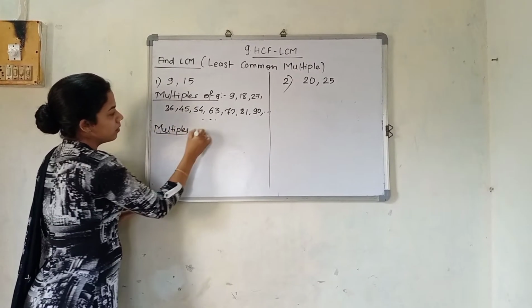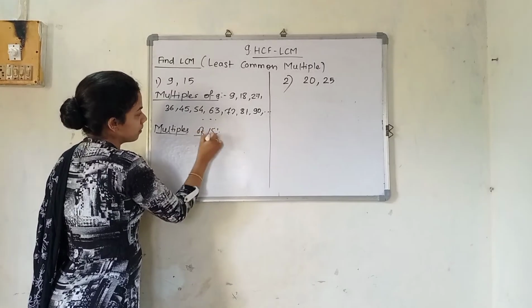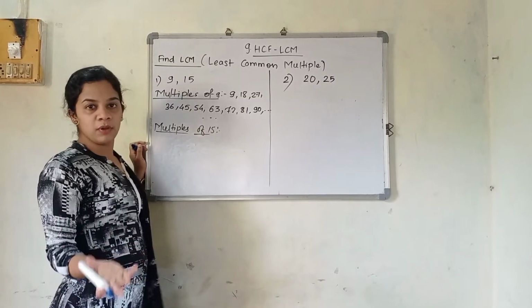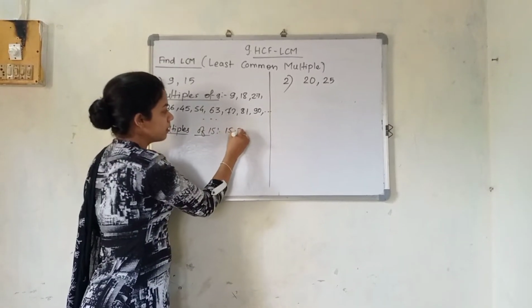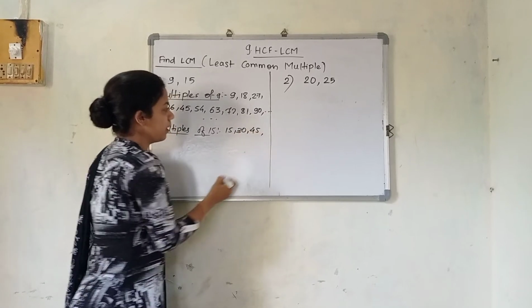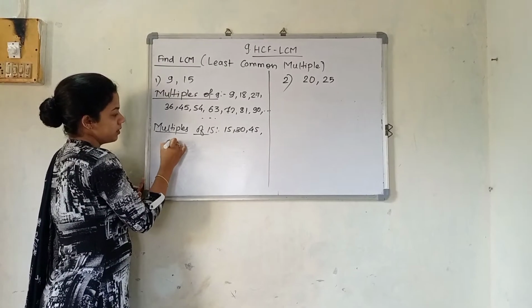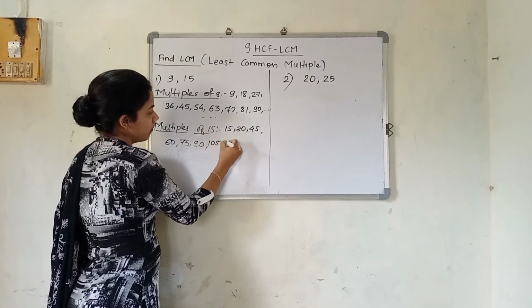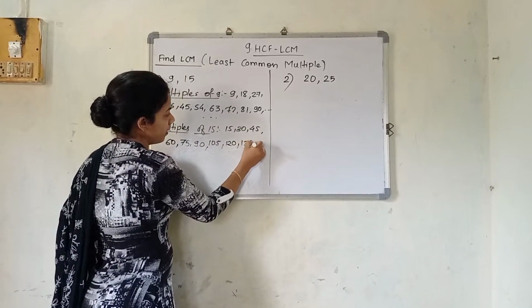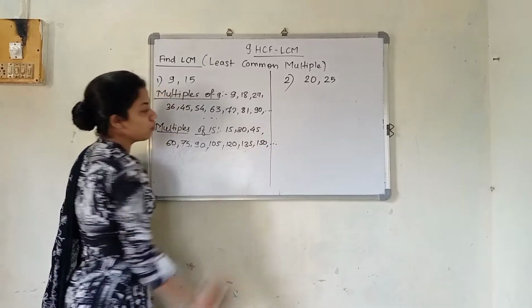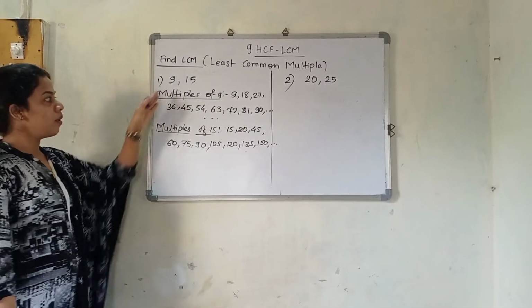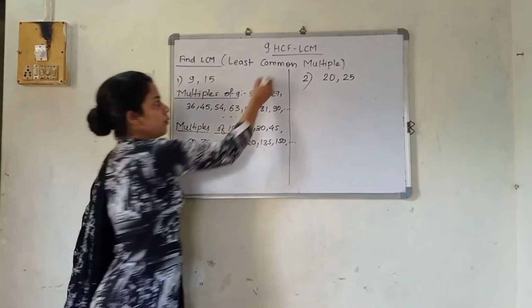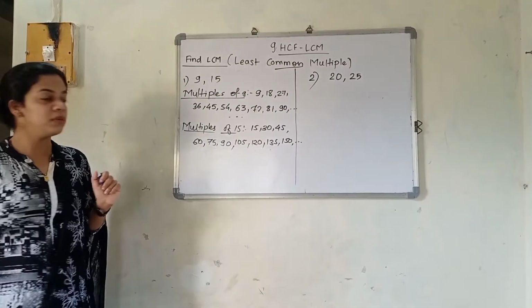Second one, the multiples of 15. Multiples of 15 means the table of 15 itself: 15, 30, 45, 60, 75, 90, 105, 120, 135, 150 and so on. Okay. So now we have found the multiples.